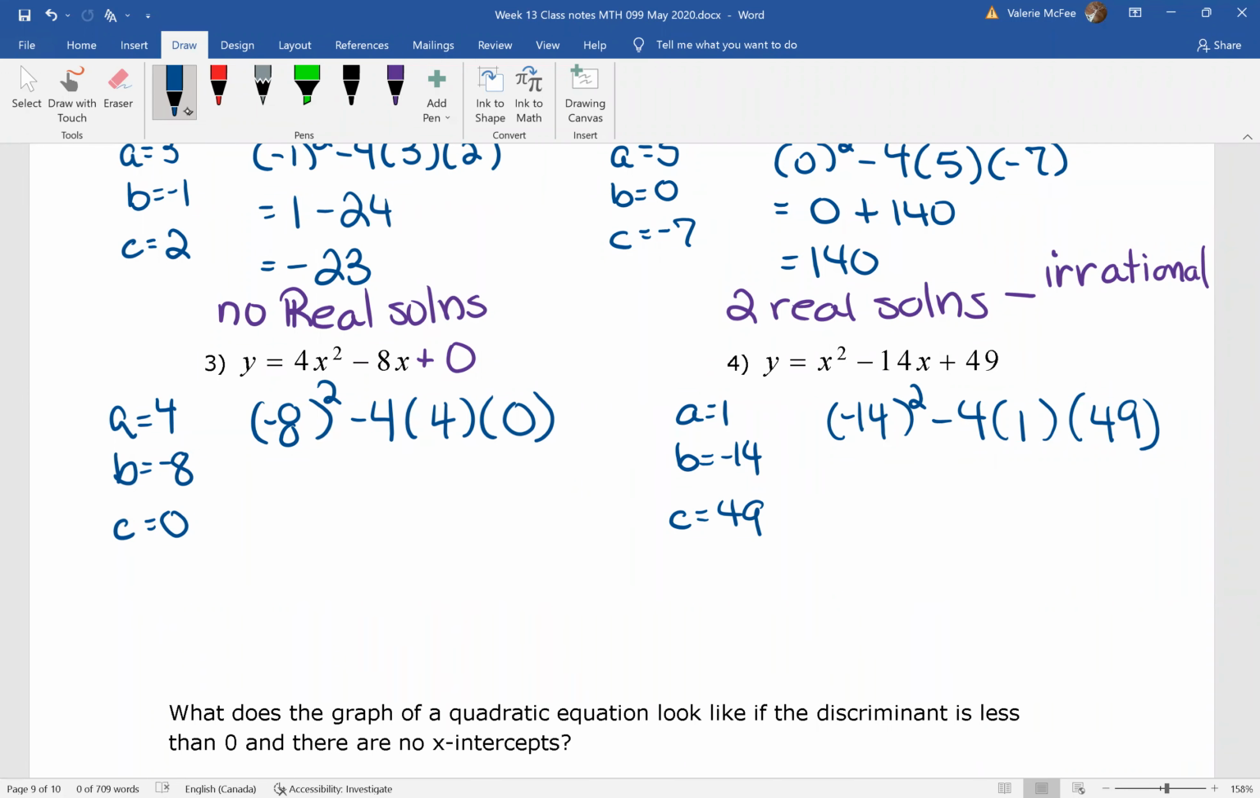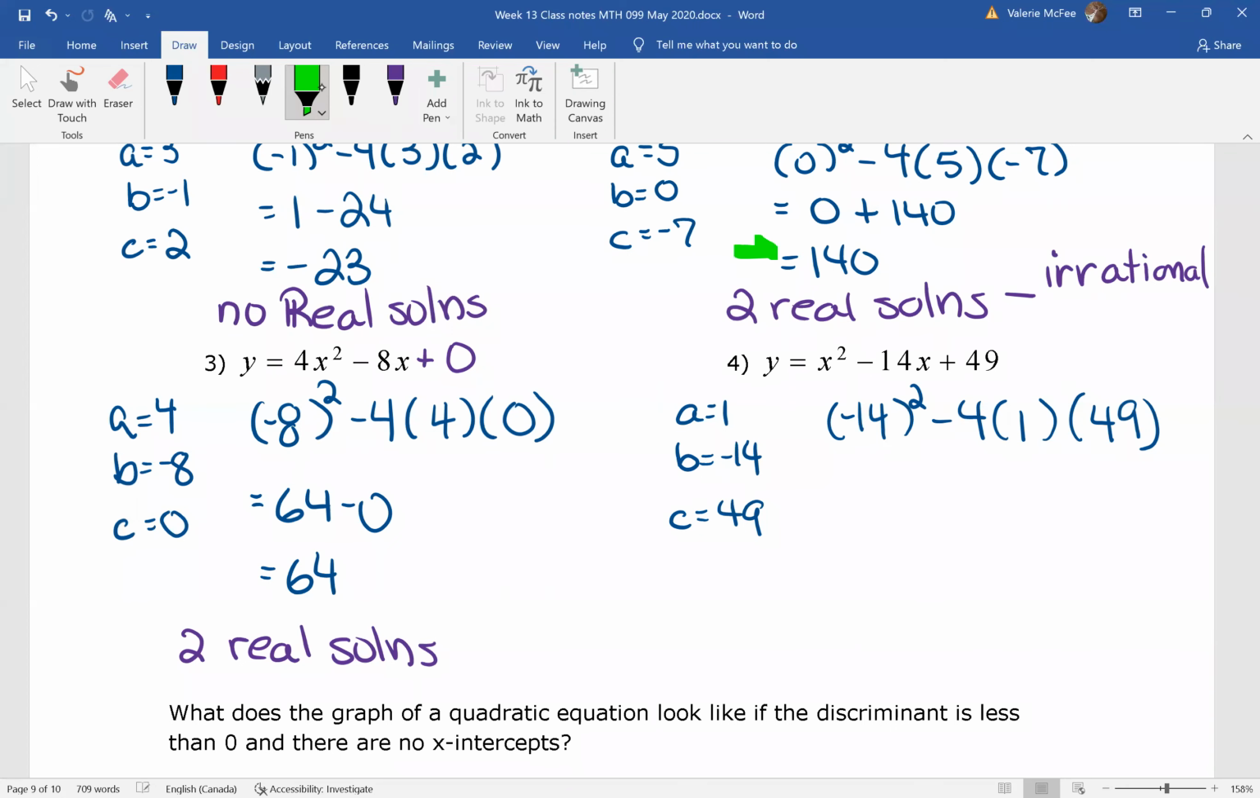So in question 3, we have 64 minus 0. We have a discriminant greater than 0. That means there will be 2 real solutions. Notice that this time we would have the square root of 64. It's not like 140 that we had over here. 64 is a perfect square. We would have nice integer or fractional answers for question 3.